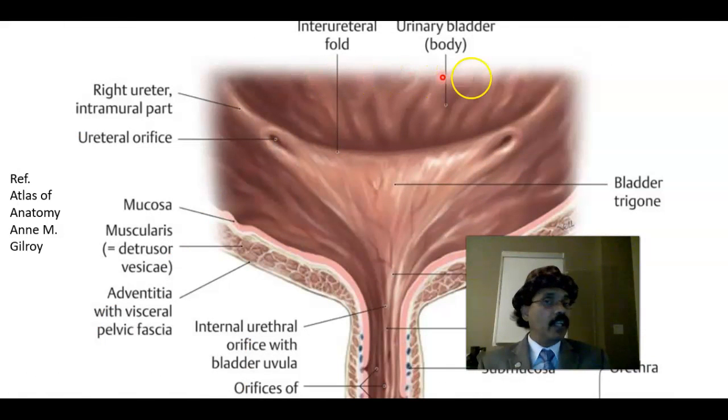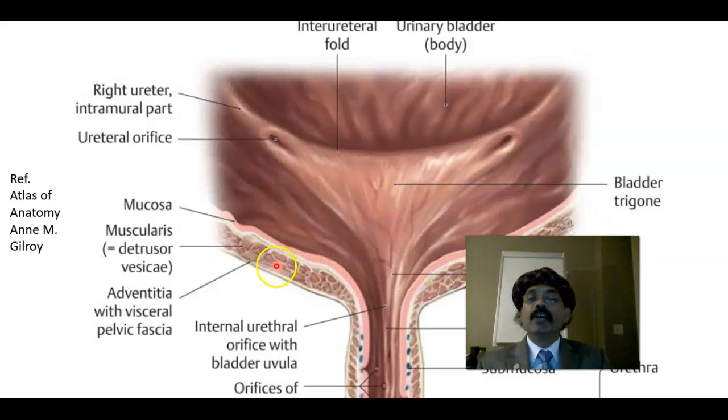This is inside the urinary bladder. This is called the trigone area, bounded by the ureter on one side and the other ureter on the other. This is the interureteric fold, and in this part the mucosa is very shiny, with no folding of the mucosa. This is the internal urethral orifice. This triangular area is called the trigone.